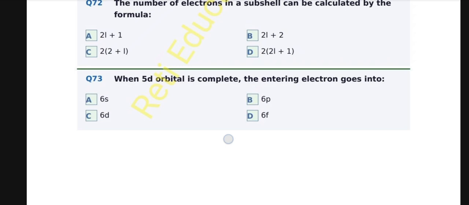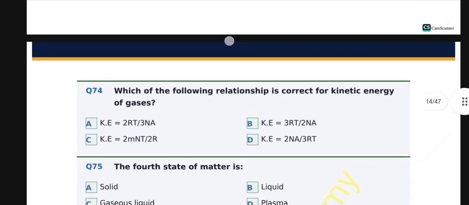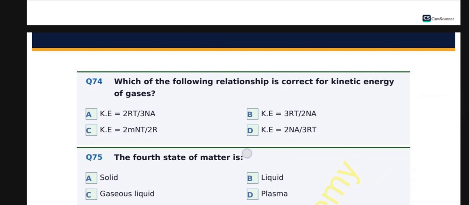Question number 74. Which of the following relationships is correct for kinetic energy of gases? And the correct option is B. Kinetic energy is equal to 3RT upon 2NA. Average kinetic energy per molecule is equal to 3kT upon 2, which is equal to 3RT upon 2NA. This is the fundamental kinetic theory result of a monoatomic ideal gas.